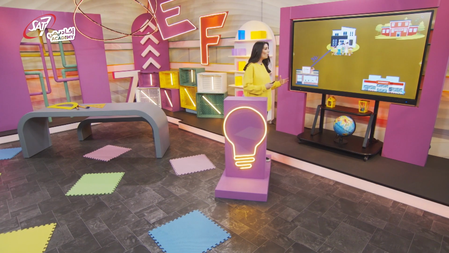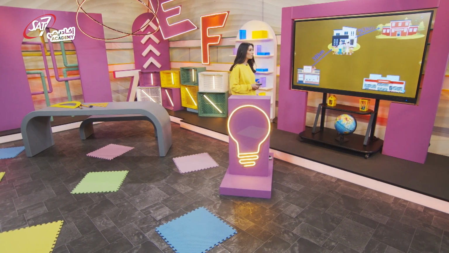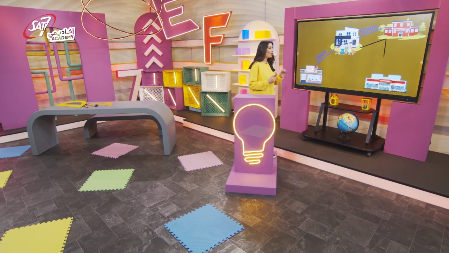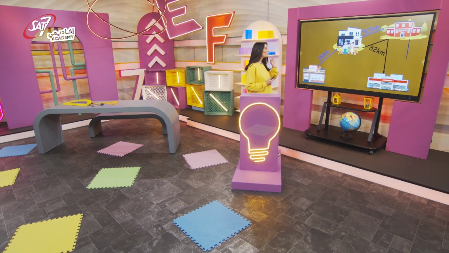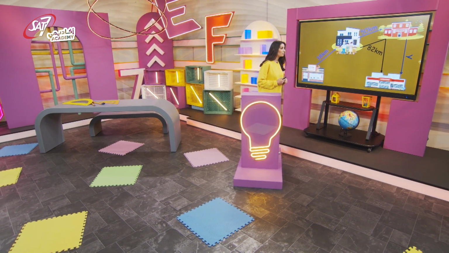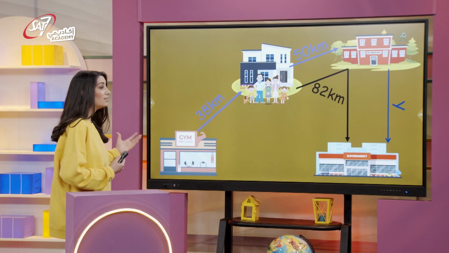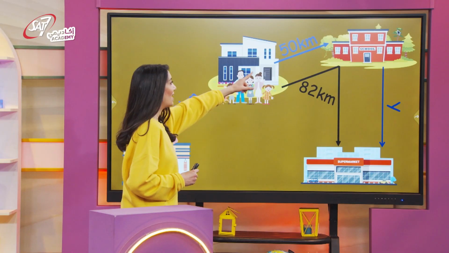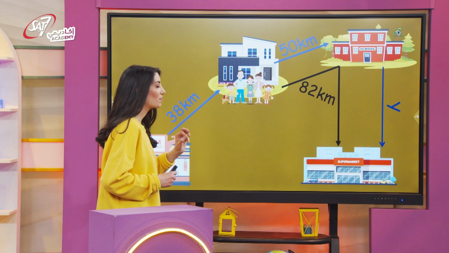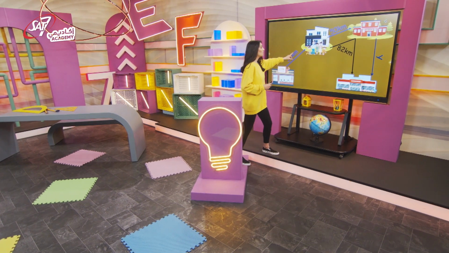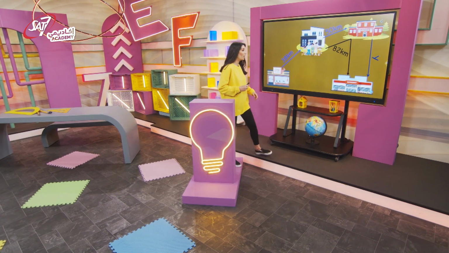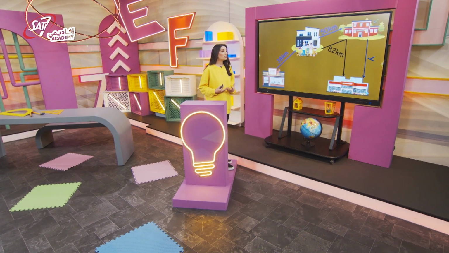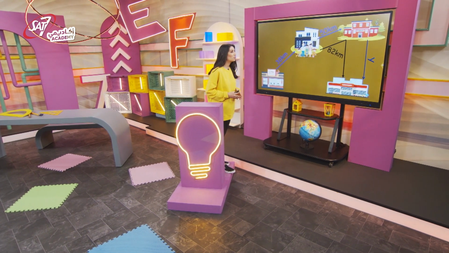Let's add a supermarket to our map. This is more complex than the previous one. We also need to find the y, which is the distance from the school to the supermarket. What do we know? Let's read what's in the map together. First, the total distance from the school to my house is 50 kilometers. We also know that there are 82 kilometers from my house to the school and then to the supermarket. So, how many kilometers should one travel from the school to the supermarket?